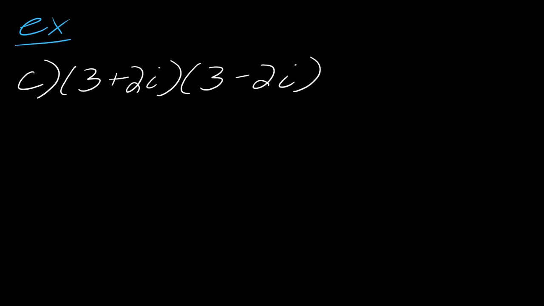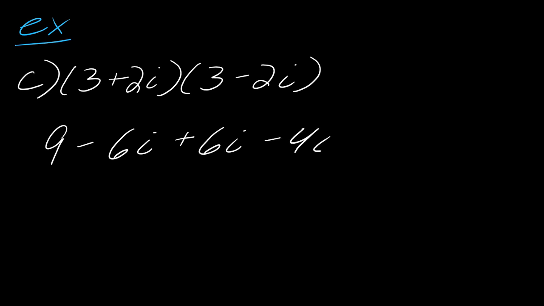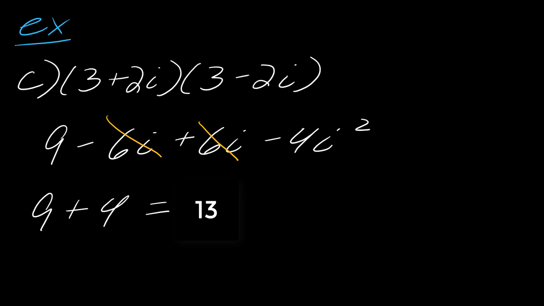Okay, and I've got just one more of these. Again, I highly recommend that you pause the video here, give this a try, and hit play when you're ready. So if I multiply this out, I get 9 minus 6i plus 6i minus 4i squared. You'll notice that the 6i terms drop out, so I'm left with 9 plus 4, and this just equals 13, so it's just a number.